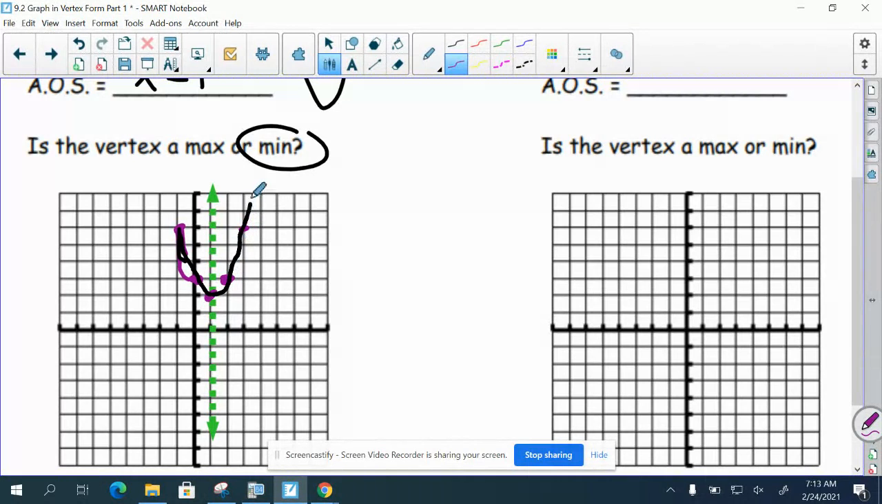So hopefully your parabola looks a little bit neater than mine. Well, that wasn't too bad.